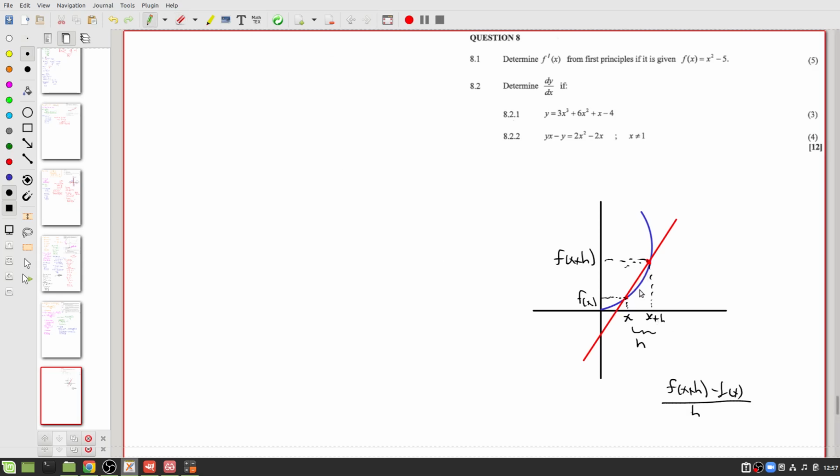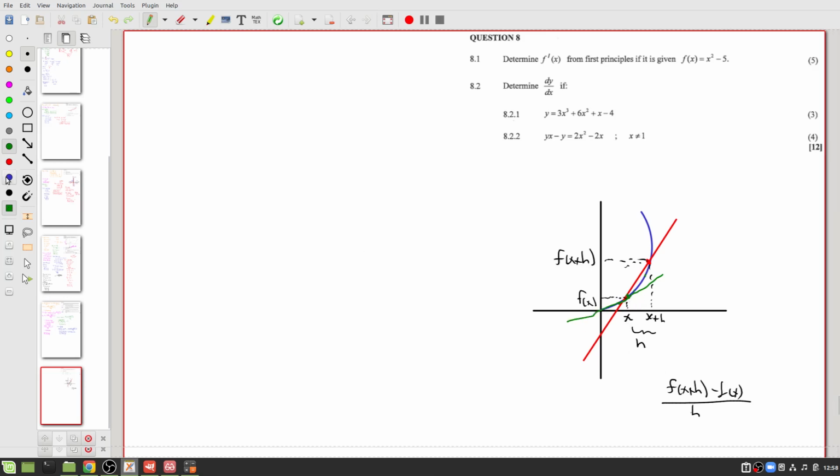But now obviously we can see that's not correct, because this line's gradient is not the same as what the gradient would be right over here. So what we then do is we want to say, well, if we get this point closer and closer, right? If this point is here, then that line would be a bit better. If it's here, it would be even better. And if it's right next to it, zero distance between these two points, then obviously that would be the perfect gradient. That straight line gradient would be the same as the curve's gradient at that point.